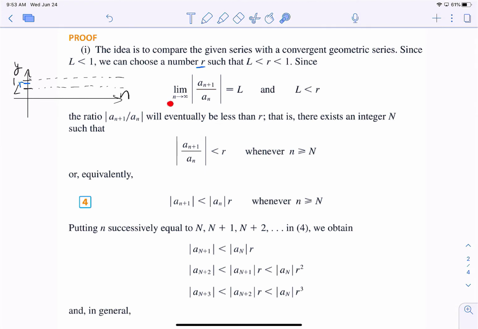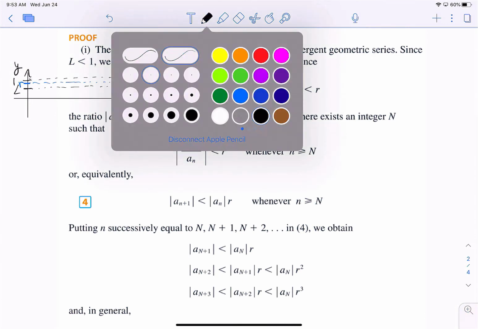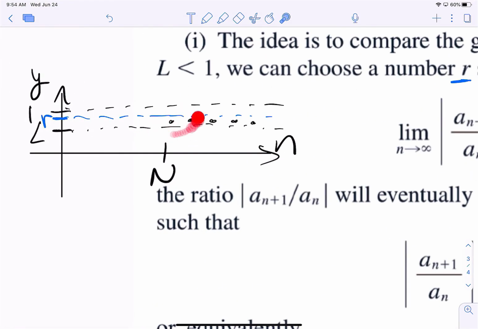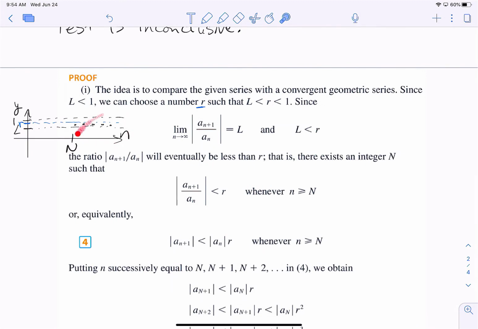Under the assumption that the limit as n approaches infinity of the absolute value of a sub n plus 1 over a sub n is equal to L, whatever the ratio is for small n, at some point there exists an uppercase N such that the ratio is essentially closer to L than it is to 1. And in particular, it ends up being between L and r. If you're in that region, then we have that the absolute value of a sub n plus 1 over a sub n is less than r.